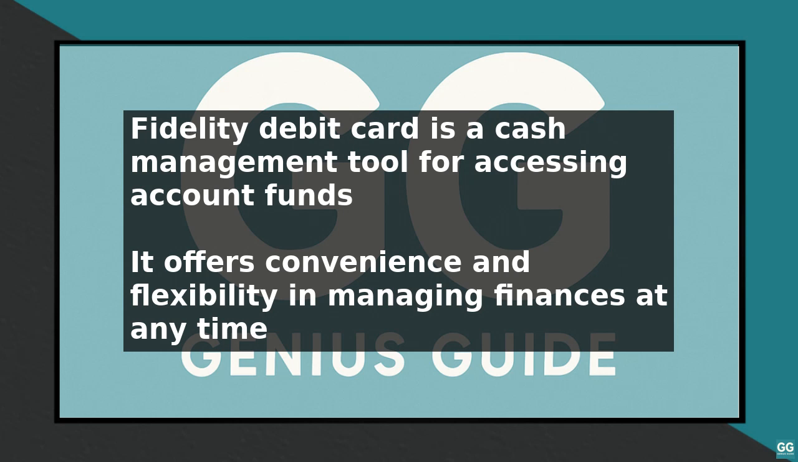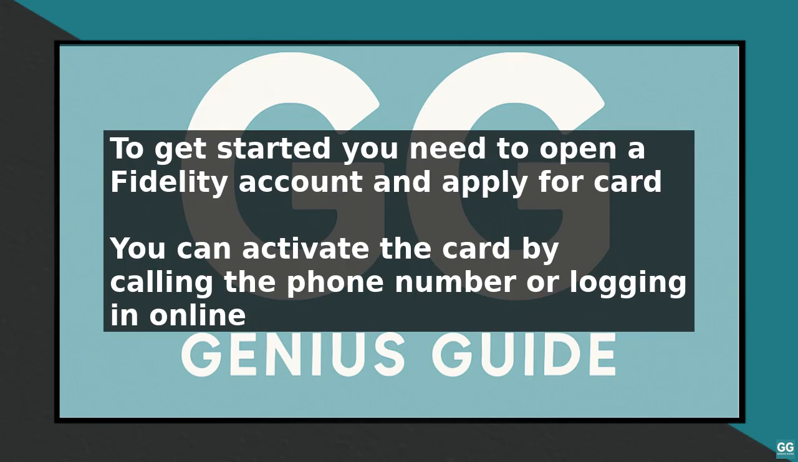Once you have received your card, you can activate it by calling the phone number provided with your card or by logging into your Fidelity account online. After activating your card, you can start using it to make purchases, pay bills, and withdraw cash from ATMs. The Fidelity Debit Card is accepted at millions of locations worldwide. Wherever Visa is accepted, you can also use your card to make online purchases and pay bills online.